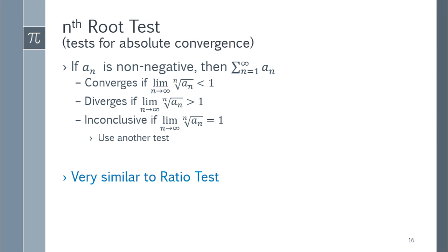So the Nth Root Test also tests for absolute convergence. Our terms have to be non-negative. And what we do is look at the limit as n goes to infinity of the nth root of the terms. If that limit is less than 1, the series converges. If the limit is greater than 1, the series diverges. And if the limit equals 1, it's inconclusive. We have to use another test.